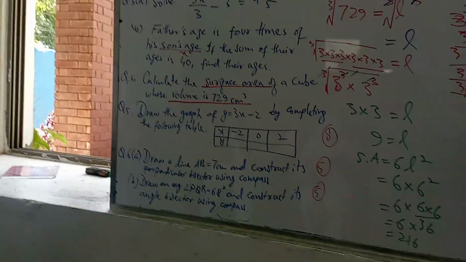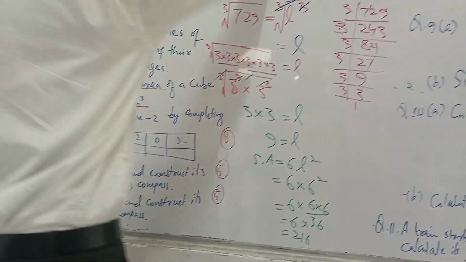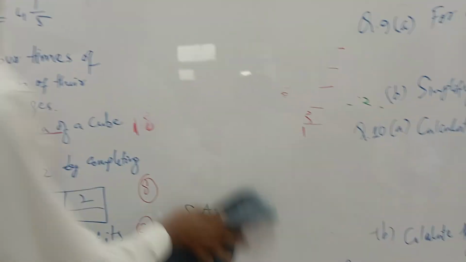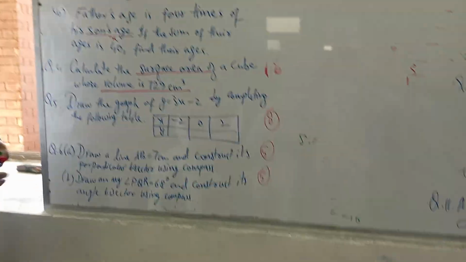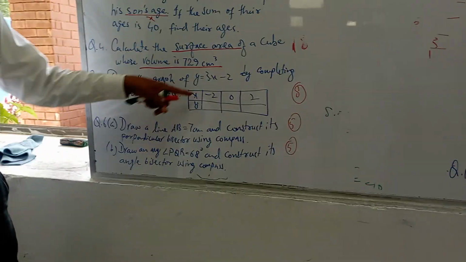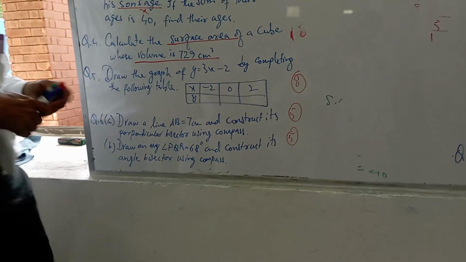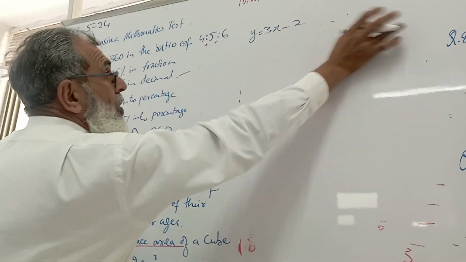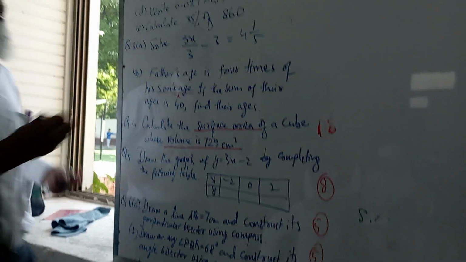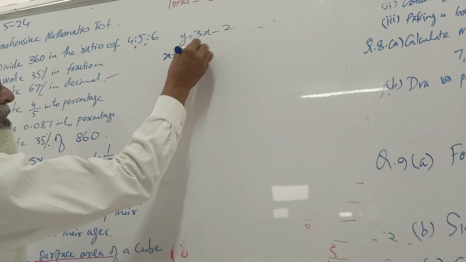Now the next question is about drawing a graph. The question is y is equal to 3x minus 2, and they are asking us to complete the table to draw the graph. So first of all we will write the equation, which is y is equal to 3x minus 2. Now we put in the values, the first value is minus 2. So we say x is equal to minus 2.